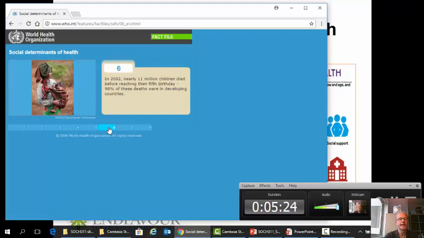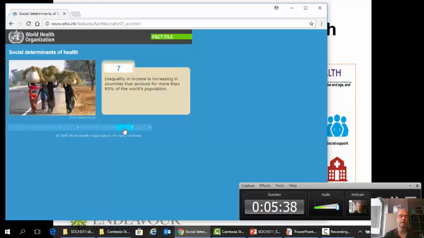In 2002, nearly 11 million children died before reaching their 5th birthday. 89% of these deaths were in developing countries. So again, the level of development, the level of income of a country, a major determinant of health and well-being, or of life and death, essentially.